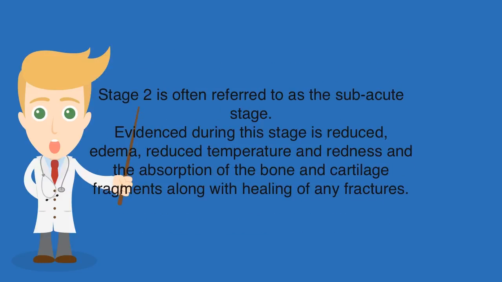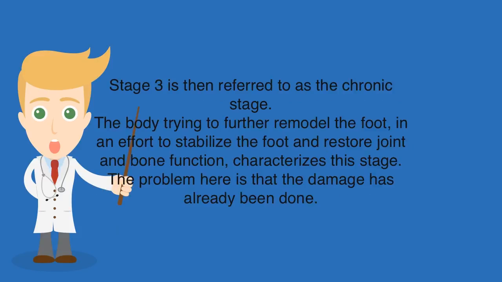Stage 2 is often referred to as the subacute stage. Evidence during this stage is reduced edema, reduced temperature and redness, and the absorption of the bone and cartilage fragments along with healing of any fractures. Stage 3 is then referred to as the chronic stage.